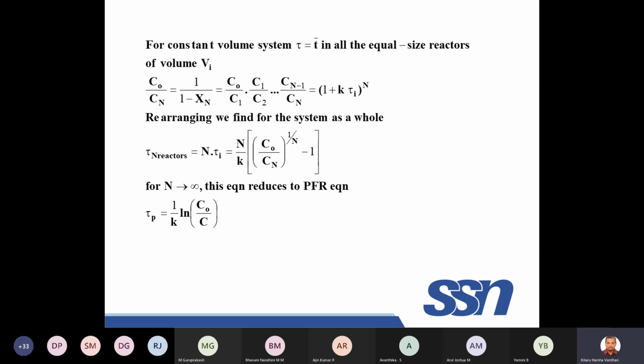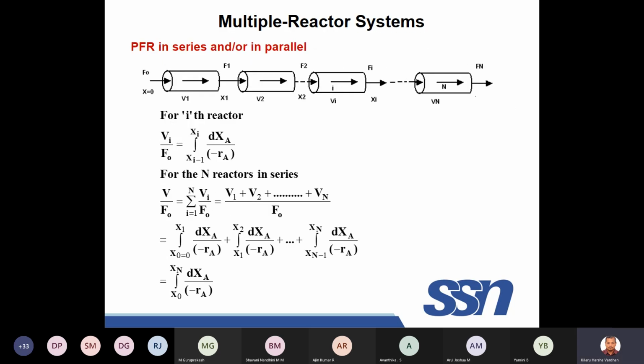The conversion will be the same as that of a plug flow reactor which has a bigger volume. That is up to you to give the answer. This is the third question I'm putting. Here I'm not having much difficulty because this is understandable. Small reactors are removed, and one big PFR you can put.